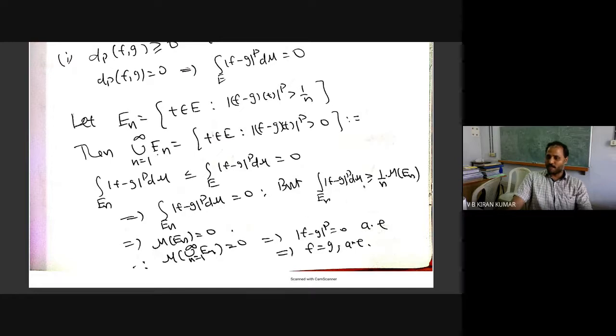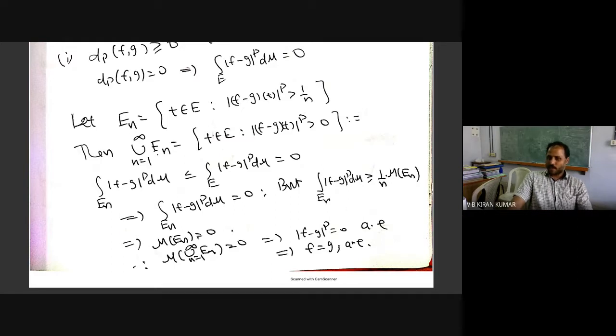What is the integral of 1 dμ? That is the measure of En, isn't it? By definition, it's a simple function. So this quantity is greater than or equal to 1/n times the measure of En. But we have proved that this is 0. Therefore, 1/n times μ(En) is less than or equal to 0. That means μ(En) is less than or equal to 0, which means μ(En) equals 0.